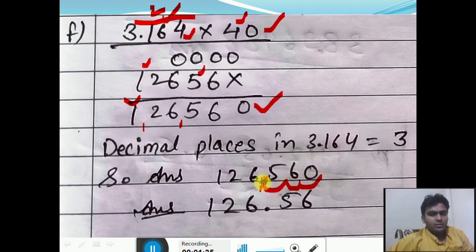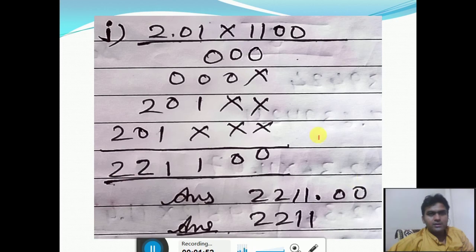So where we have to put the decimal point? After 5. From the right, how many places? 1, 2 and 3. So after 6 you put the decimal point. So your answer is 126.56. I hope you understood this. Now see this question.